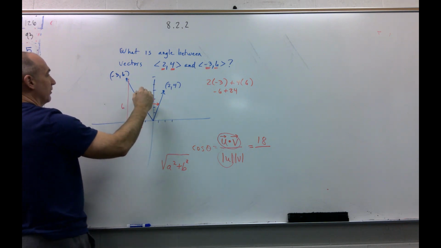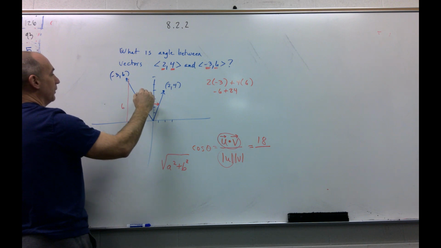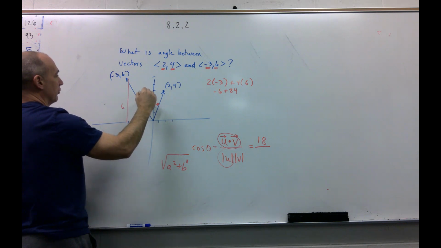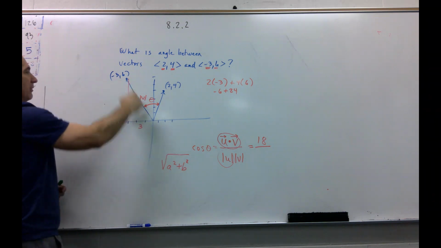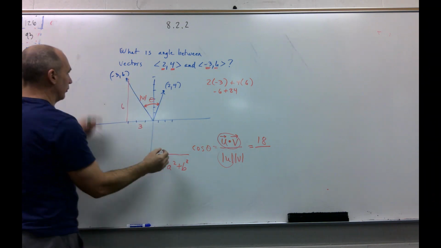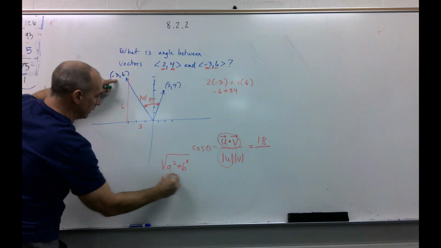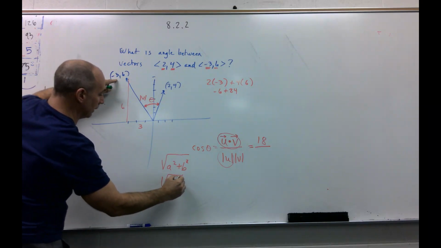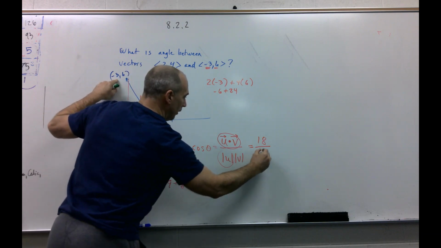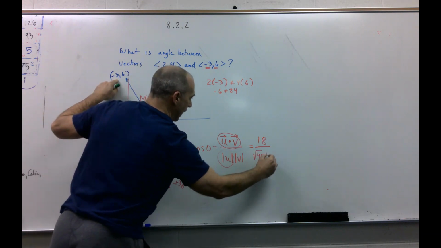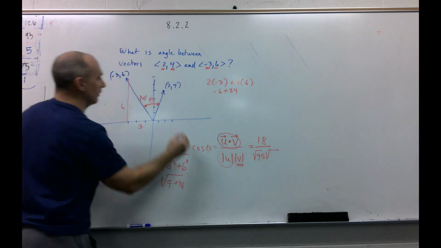So this is the magnitude of this vector right here. I'll just put a v with a magnitude symbol. It's our c, just the length of the hypotenuse. So we're going to square this, and we get 9. Square that, we get 36. So we get the square root of 45 times whatever the magnitude of this vector is.